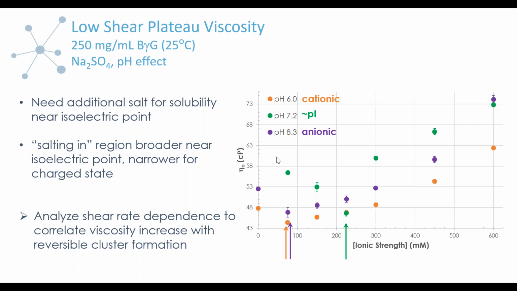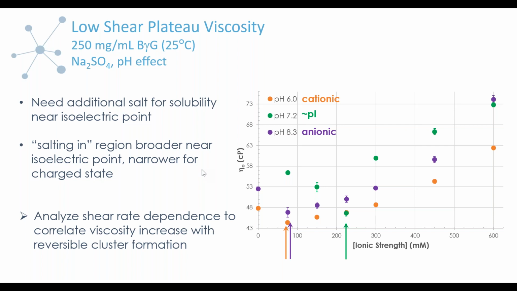The second thing to notice between these different responses is that the salting in region is much broader for this sample near the isoelectric point, and very narrow when it's in the charged state. So you can see that near pH 7, it sort of reaches a minimum above 200 millimolar, whereas the minimum occurs at most at 75 millimolar here for the positively charged and negatively charged states. So this is one of the differences we're seeing with the change in pH.